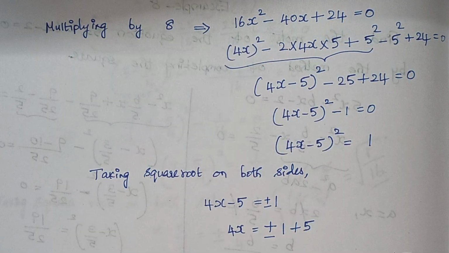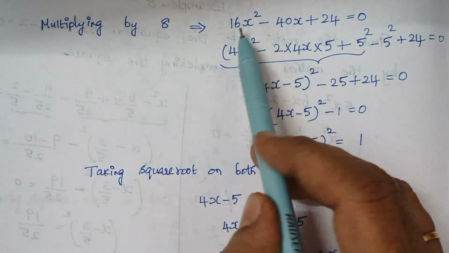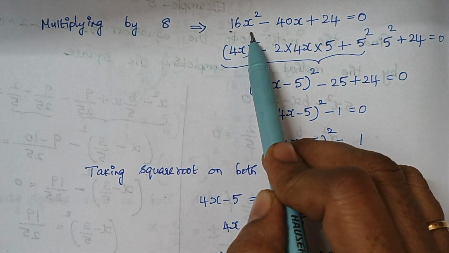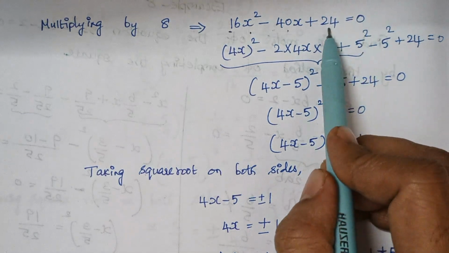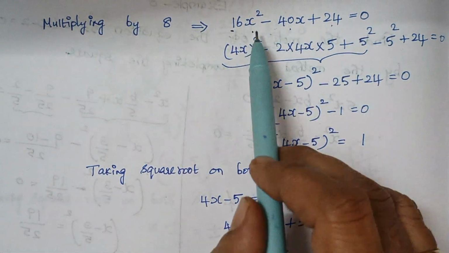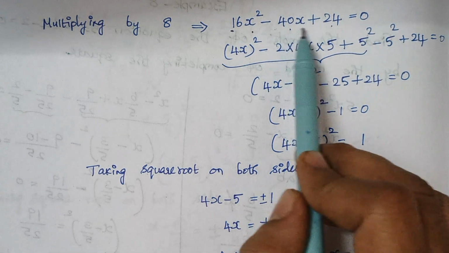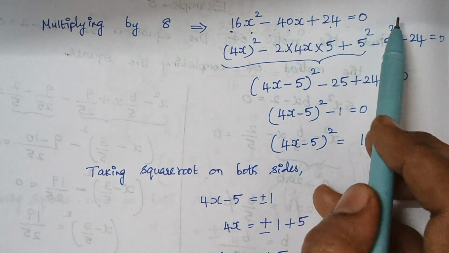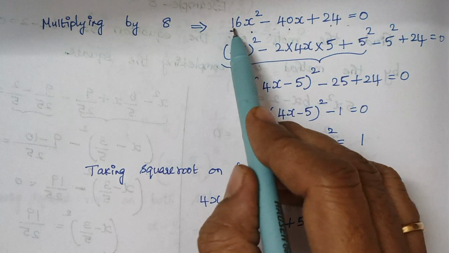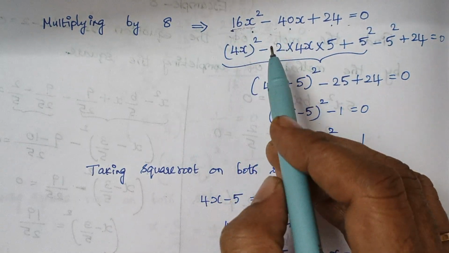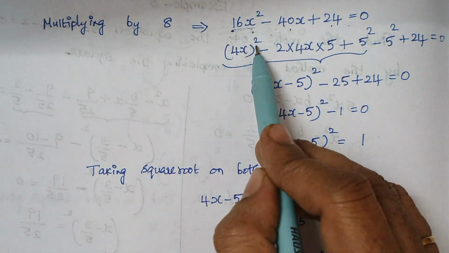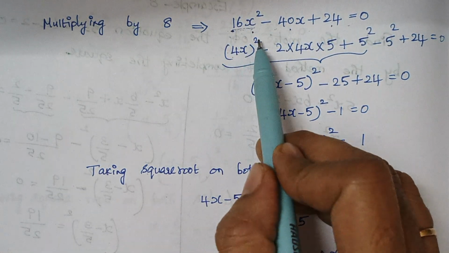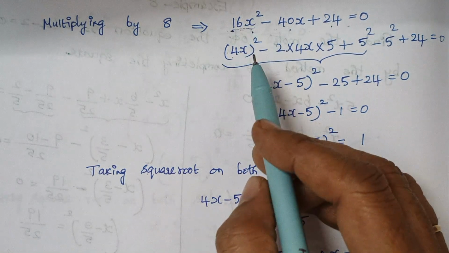Therefore, when you multiply this equation by 8, we get 2 into 8 gives 16x square, minus 5 into 8 gives minus 40x, and 3 into 8 gives 24. So here the equation is 16x square minus 40x plus 24 is equal to 0. Again, now we are going to represent this first term as a square. So we can write this as 4x the whole square, right? Because 4 square is 16, and x square gives x square.